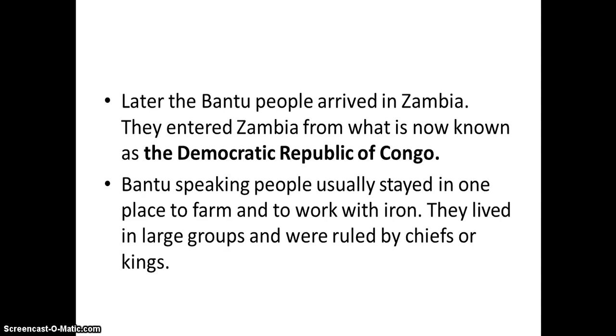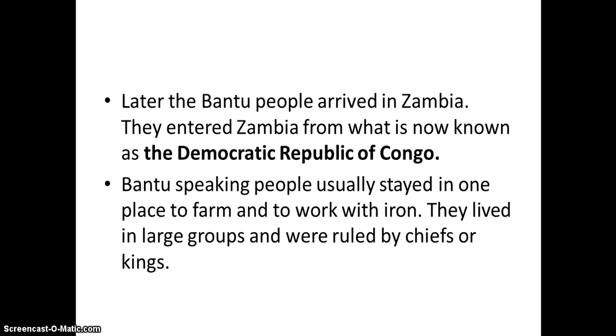So the Bantu speaking people arrived in Zambia. They entered Zambia from a country we call the Democratic Republic of Congo. It is on the northern part of Zambia. So they came through DRC, or Democratic Republic of Congo. And Bantu speaking people usually stayed in one place to farm and to work with iron. So they never moved from one place to another.